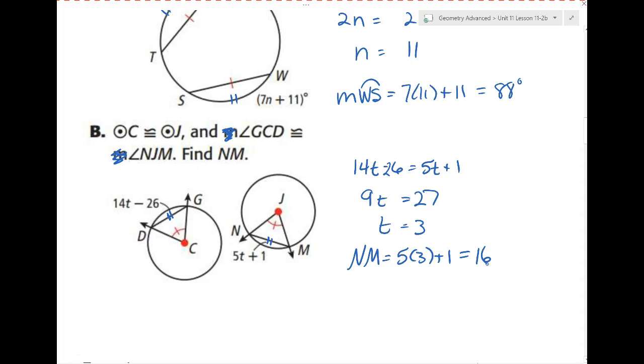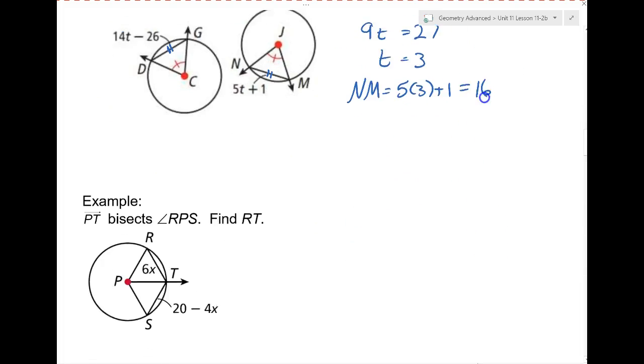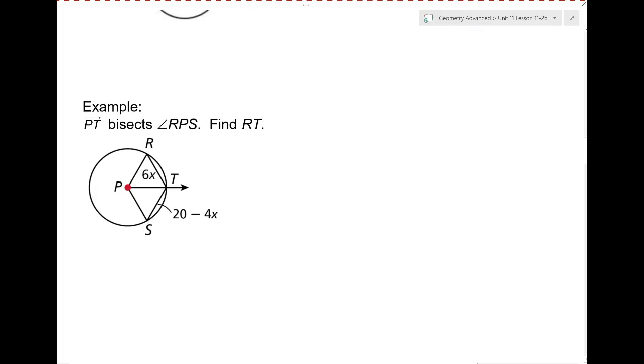16. Good stuff. What do you guys think? Easy? Isn't it really easy? Think about how simple this really is if you know the rules. If you don't know the rules, could it get really complicated? Yes. All right, look at the next one.